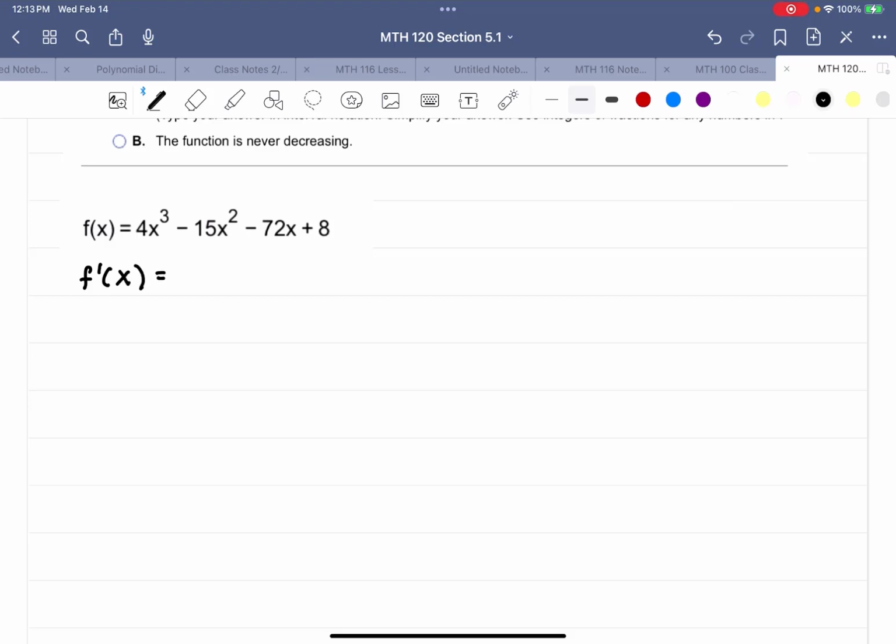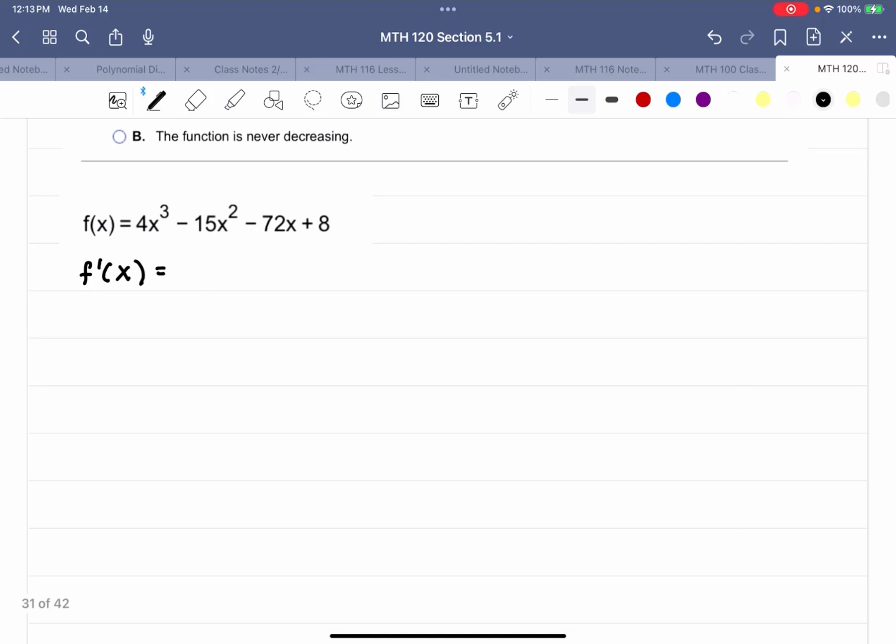So the derivative of 4x to the third would be 12x to the second, minus the derivative of 15x squared, which is 30x, minus the derivative of 72x, which is 72. And of course, the derivative of 8 is 0. So we set our derivative, 12x squared minus 30x minus 72, equal to 0. And we can either factor that or use the quadratic formula.